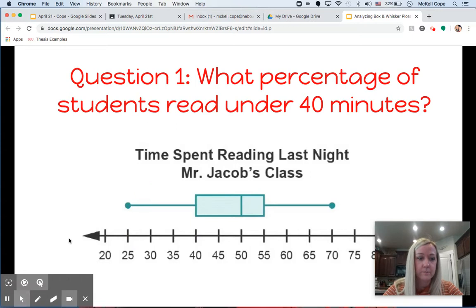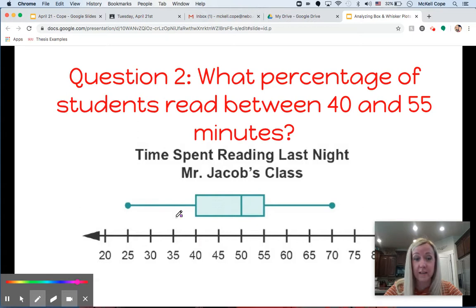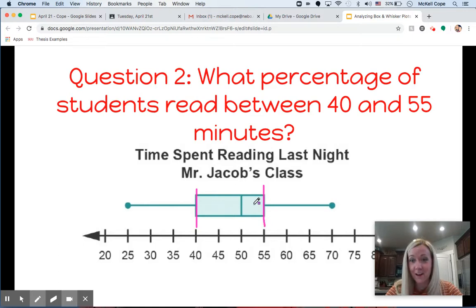Next question. What percentage of students read between 40 and 55? So let's identify the range that's asking us. So here's 40 and here's 55. So there's two different sections here in that range of numbers. So we have 25% here, and we have 25% here.